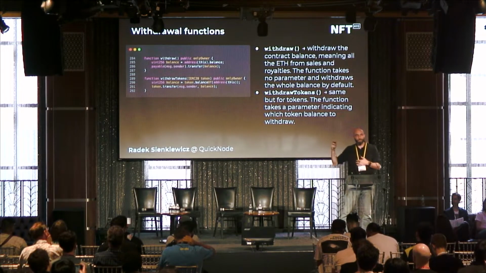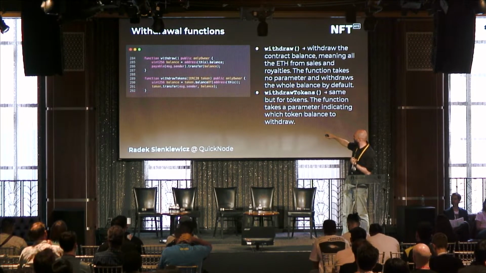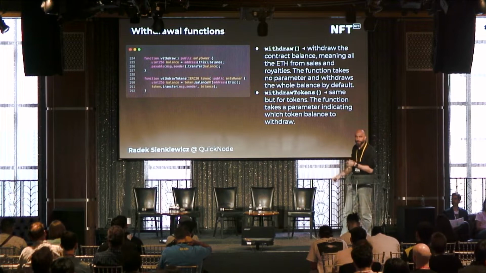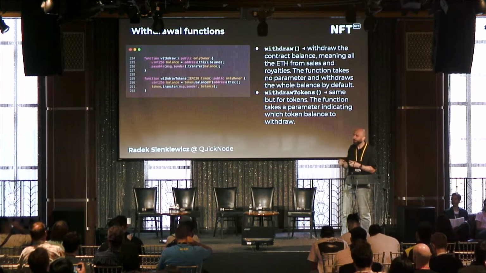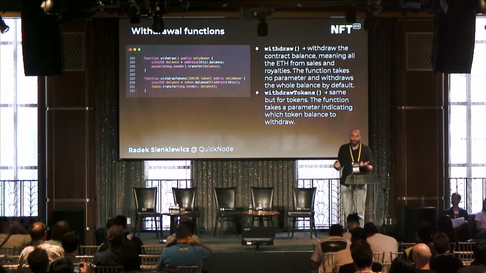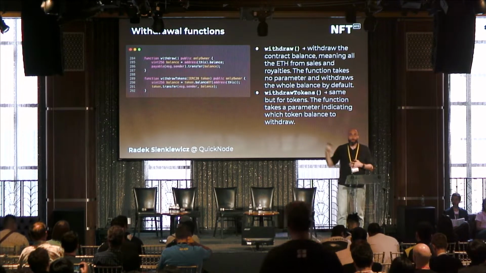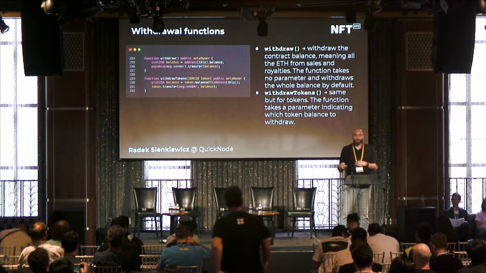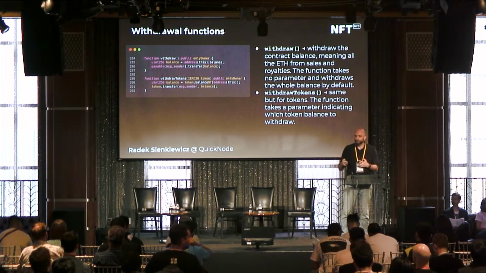This is the withdrawal function. So the first one is quite normal for every smart contract, but the other one is interesting, that you can also withdraw tokens from that smart contract, which usually doesn't happen. People don't usually send tokens to NFT smart contracts, and if someone does, then the owner cannot withdraw it. This allows it to do it.